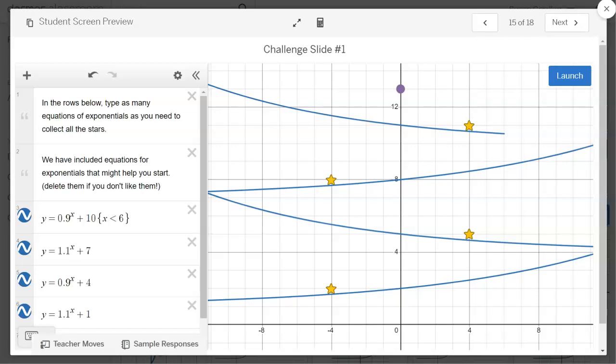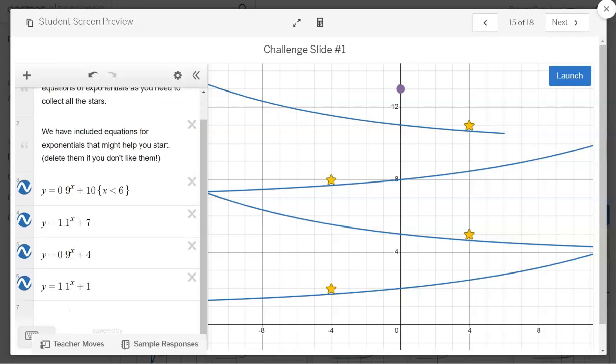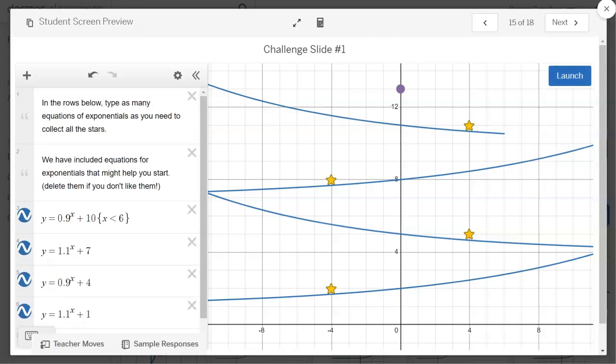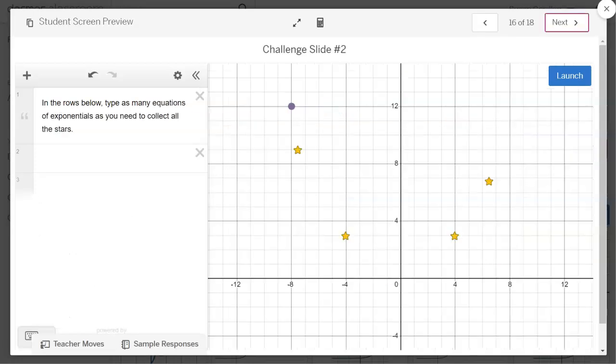And then here there's a challenge slide. They've already gotten you started on this one. But see, the problem with this one is these domains are not restricted, so it's not going to be able to get past this function. So most of them will do pretty well on that one.